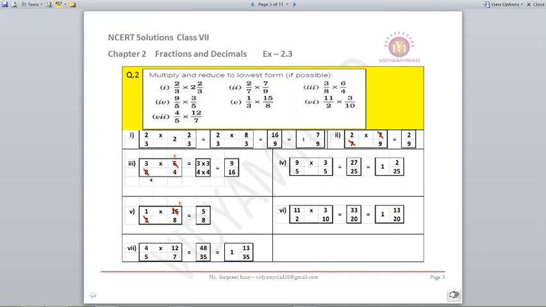Last part, 4 upon 5 into 12 upon 7. This gives you 4 into 12, 48. 5 into 7, 35. So 48 upon 35 divided, because it is improper, you will get 1 13 upon 35 as your answer.